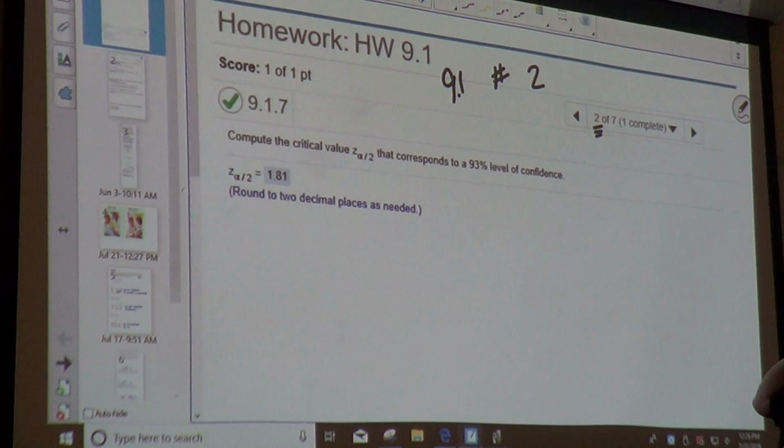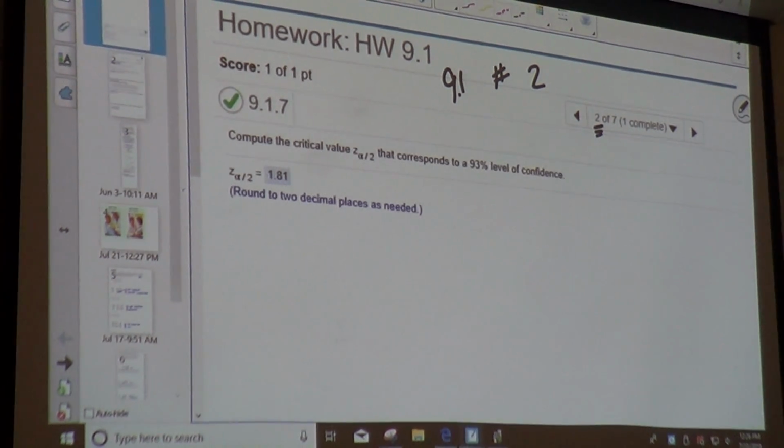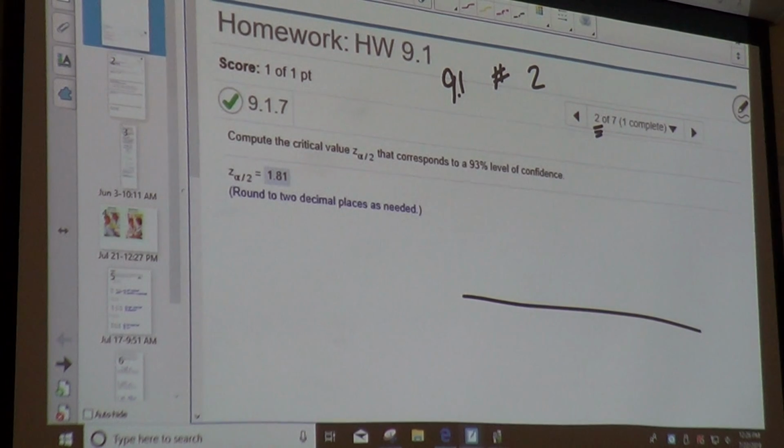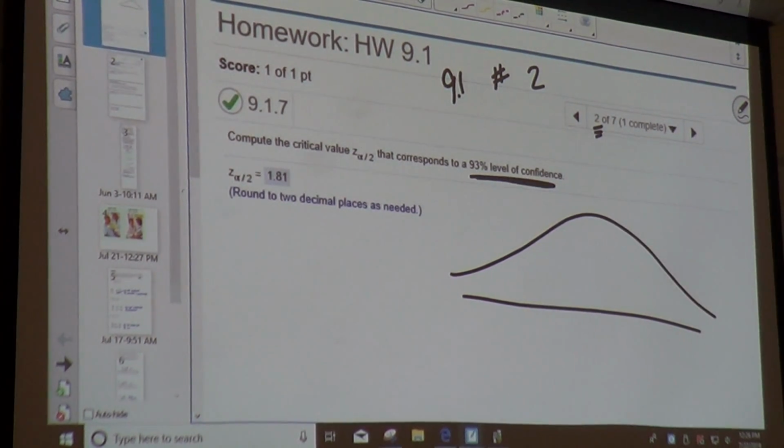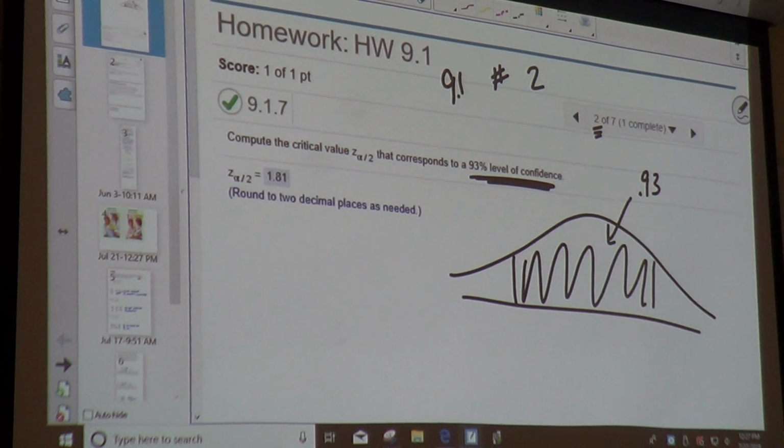It said, compute the critical value of Z alpha divided by 2 that corresponds to the 93% level of confidence. So, first thing we're going to do: 93% level of confidence. Level of confidence means it goes from something to something. So that means that 93%, 0.93, is going to be the percentage that's shaded in the middle.